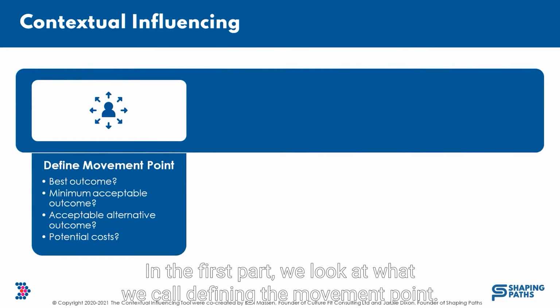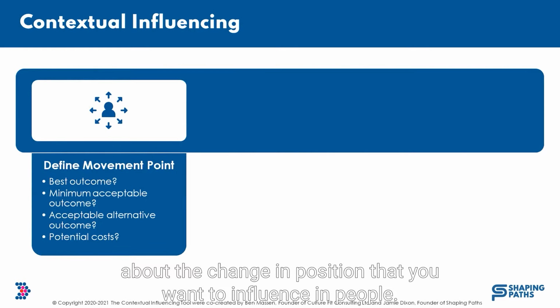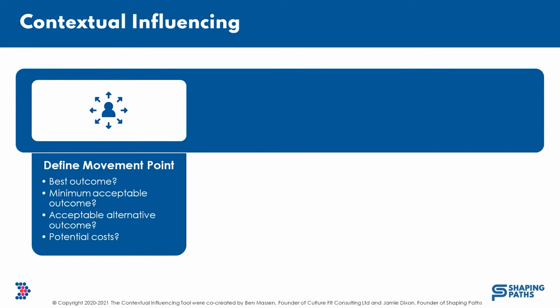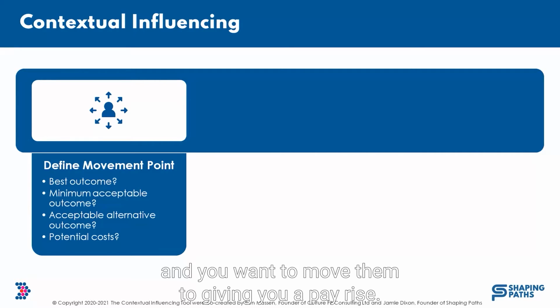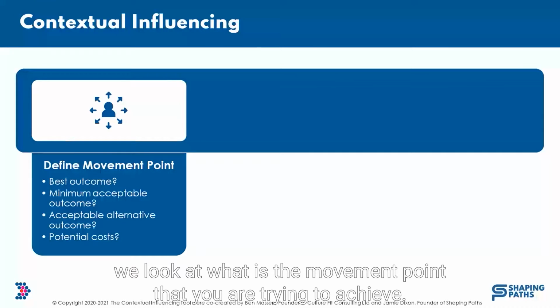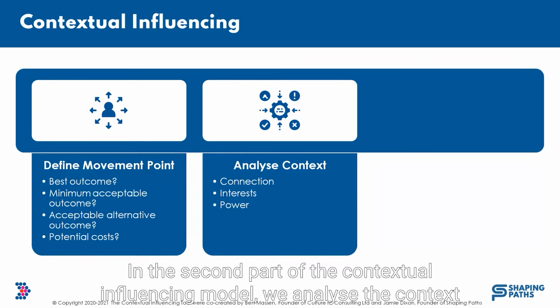In the first part, we look at what we call defining the movement point. And so defining the movement point is all about the change in position that you want to influence in people. For example, maybe someone doesn't support your idea and you want to move them to supporting your idea. Or your boss doesn't support giving you a pay rise and you want to move them to giving you a pay rise. So in the first part of contextual influencing, we look at what is the movement point that you're trying to achieve.